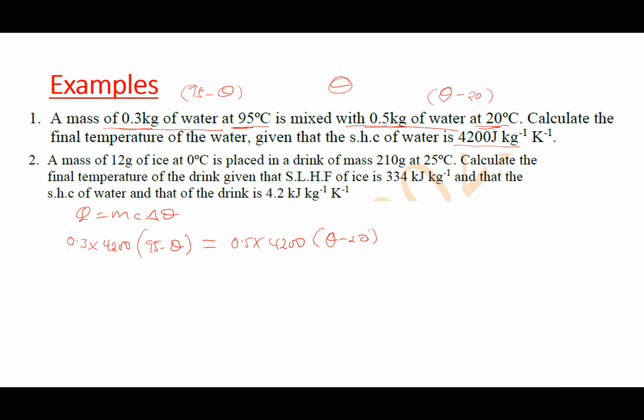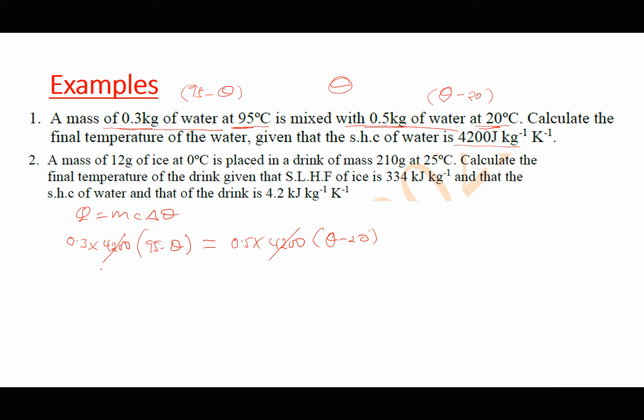minus 20. Note that I am not converting here to Kelvin, but even if I convert, although it will complicate the algebra, converting would mean adding 273 on 95, adding 273 on theta. But remember, a change in temperature on the Kelvin scale is the same as a change in temperature on the degrees Celsius scale. So, of course, this has cancelled out. I don't need to waste time on that. So 95 times 0.3.